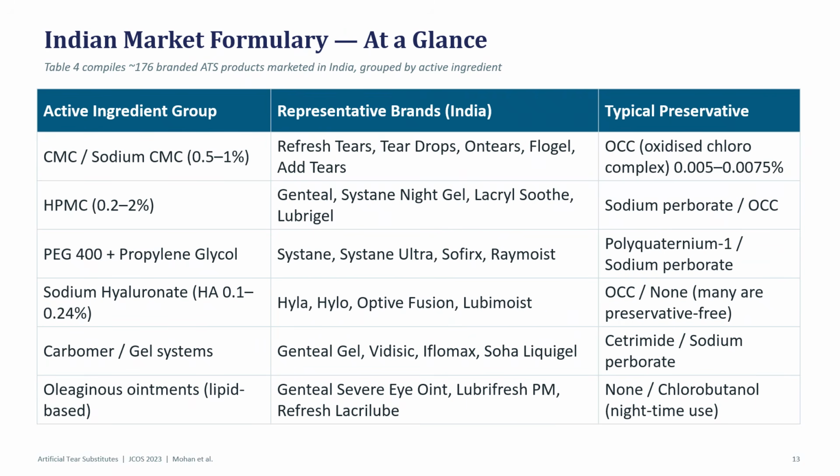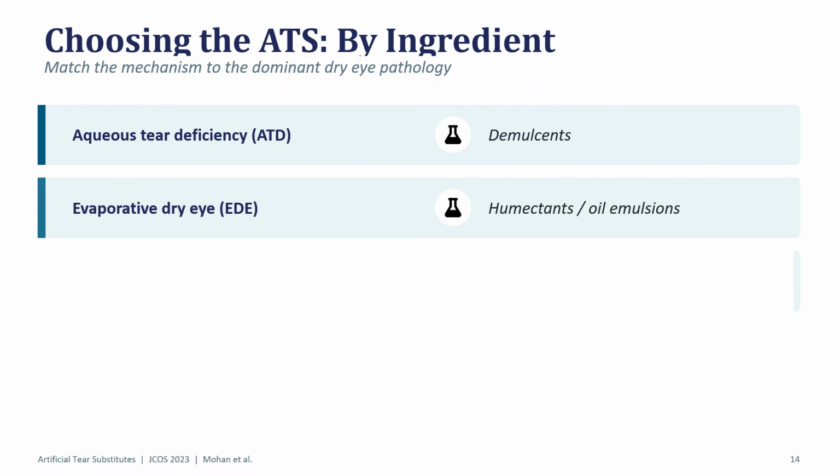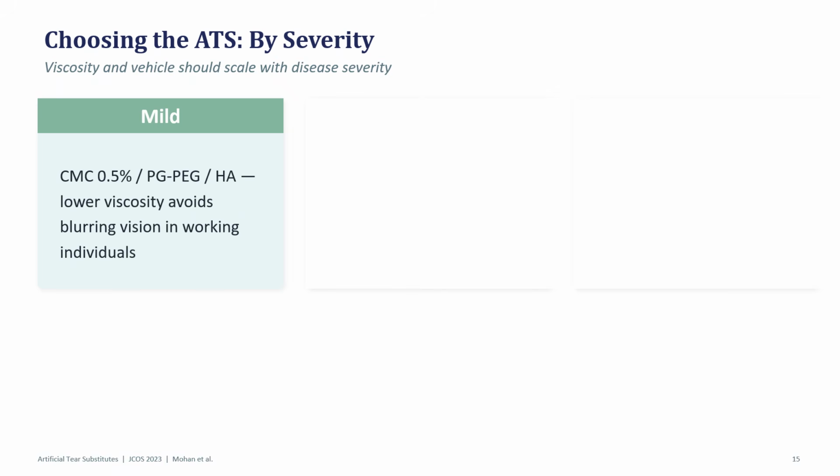So if you look at all the molecules in gross, if you take out a lubricant bottle and see all the molecules, they will actually have all these three permutations and combinations only. So you have to decide based upon what is there in that lubricant drop. So how do you choose it by ingredient? Whenever there is an aqueous tear deficiency, you try to use demulcents. Whenever there is evaporative dry eye, you try to use either humectants or oil emulsions. To tackle hyperosmolarity, you use osmoprotectants, and for epithelial damage with corneal staining, you use both osmoprotectants and hygroscopic agents.